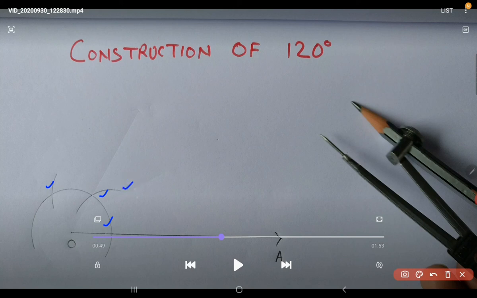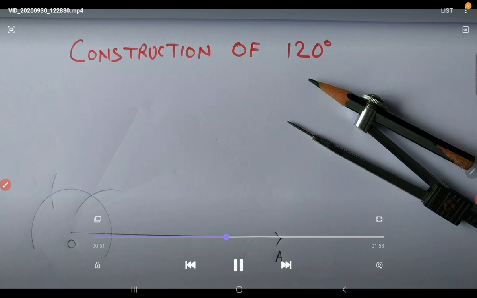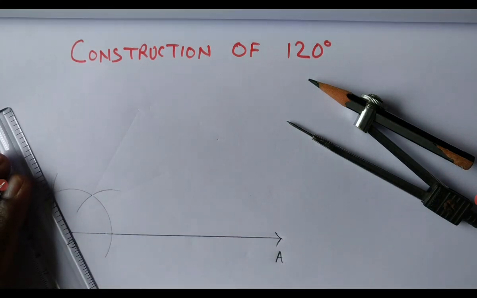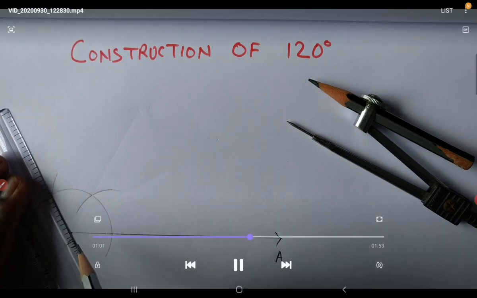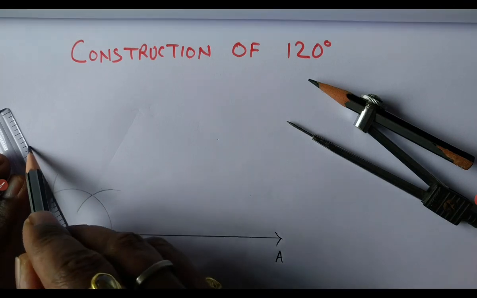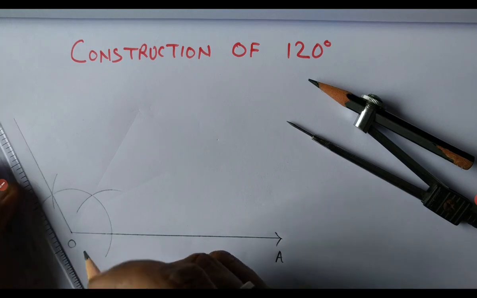Till here it is like the construction of 60-degree. I hope you have understood. Now this is my final arc. I need to join this point here and this point here such that I shall get 120 degree. So now with the help of a ruler and a pencil, I am joining these 2 points, and thus by joining these 2 points I shall get 120 degree.